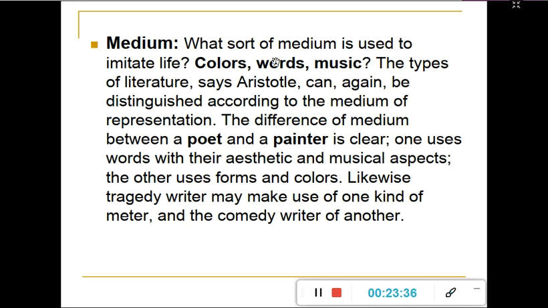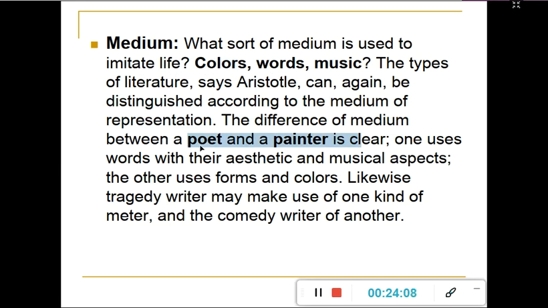طيب الميديم, what sort of medium is used to imitate life? ازاي بقى هو ده المقصود بالميديم؟ الميديم هي الوسيلة اللي أنا بقدم بيها بورتريه the life through the literary work of art، سواء كان تراجيدي سواء كان بويتري. عندي بيقول لي colors, بيقول لي words, بيقول لي music. The type of literature, says Aristotle, can be distinguished according to the medium of representation. The difference of medium between poet and the painter is clear.